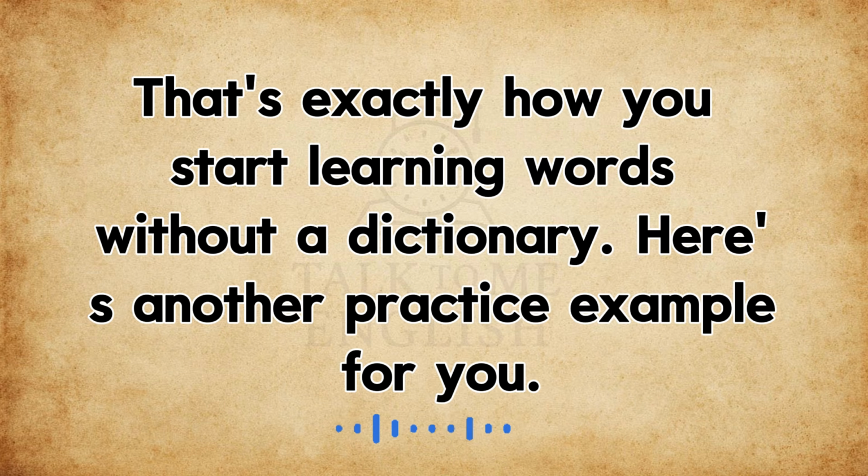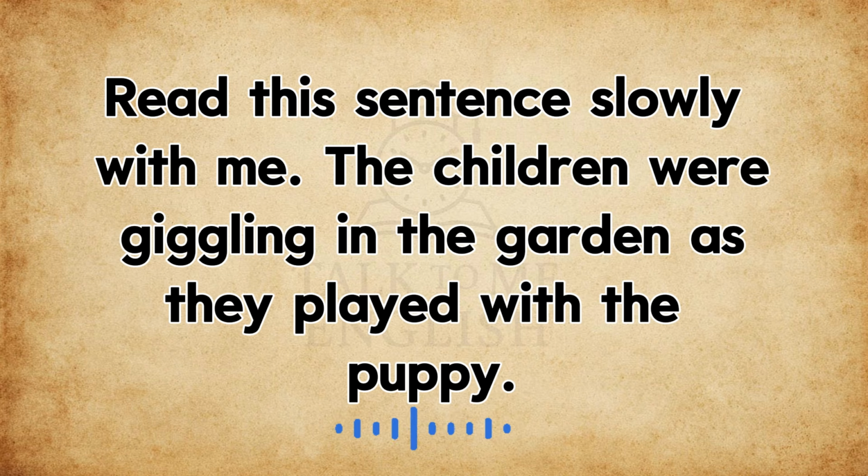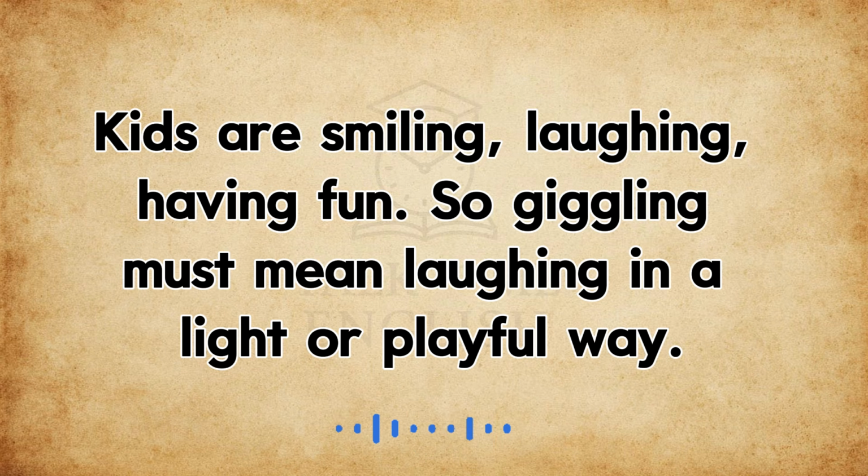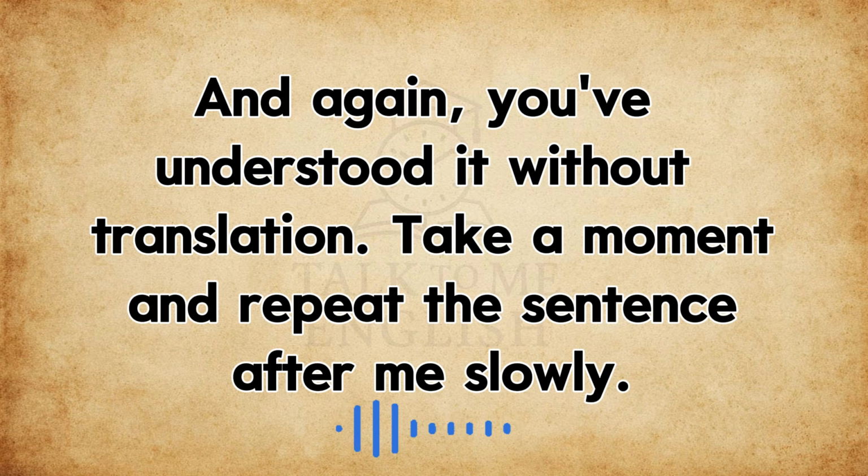Here's another practice example for you. Read this sentence slowly with me. "The children were giggling in the garden as they played with the puppy." Now, maybe giggling is new for you, but look carefully. Children, garden, puppy, this is a happy scene. Kids are smiling, laughing, having fun. So giggling must mean laughing in a light or playful way. And again, you've understood it without translation.